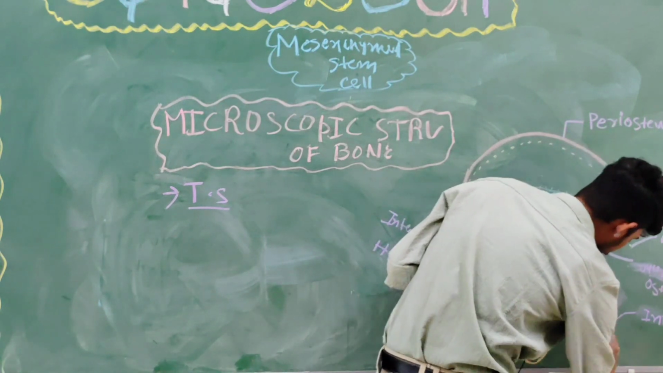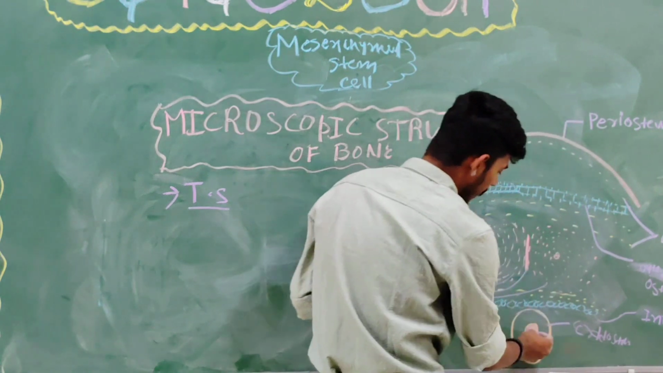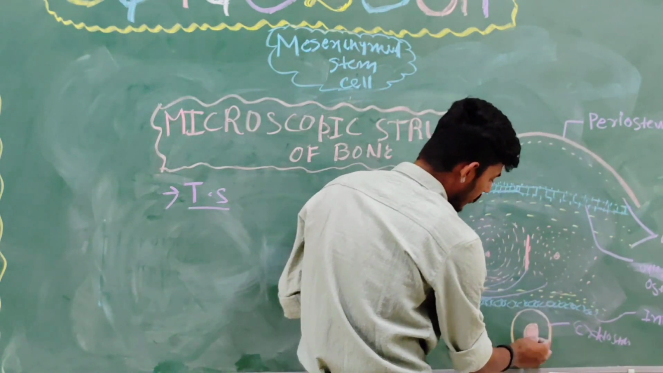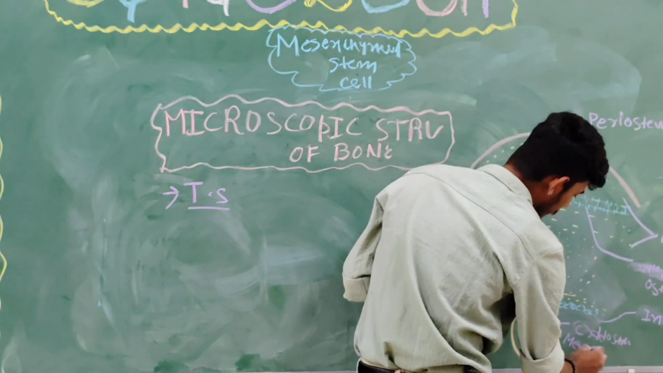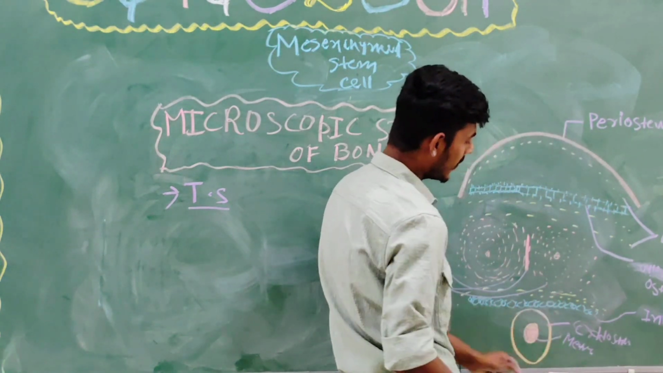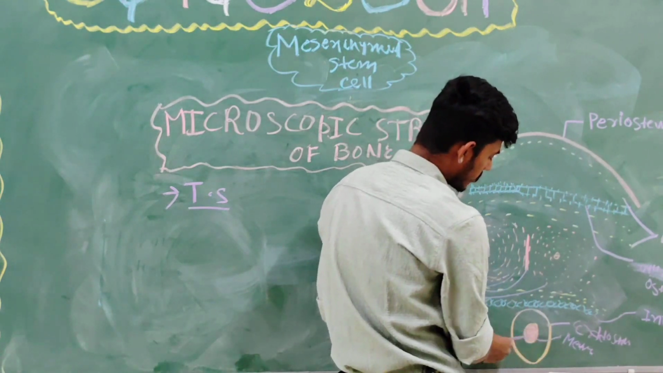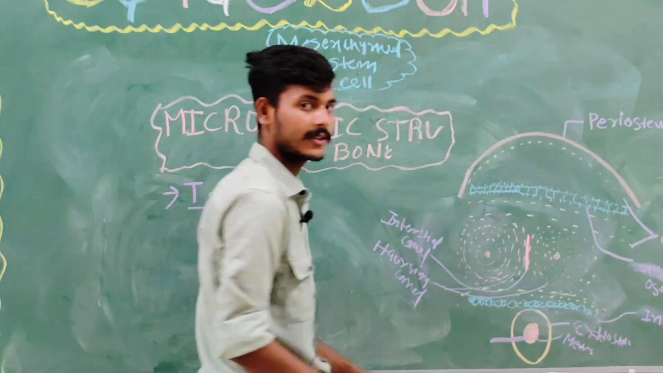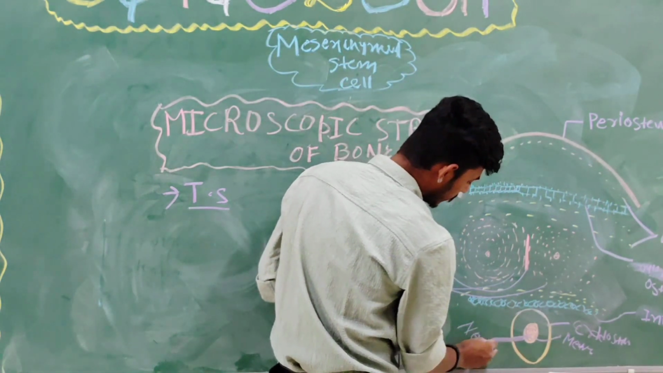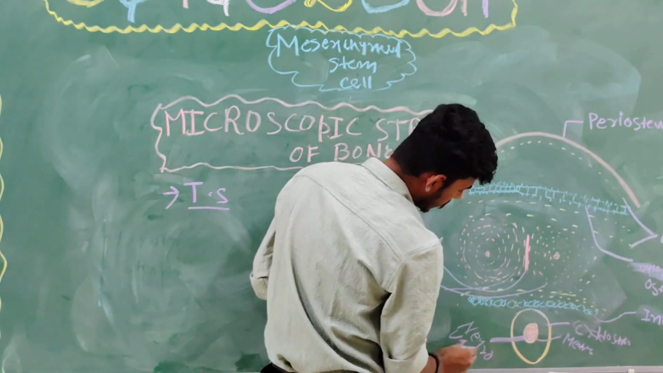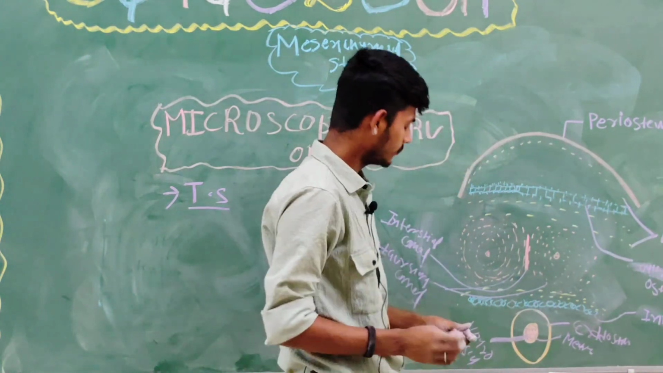Now, this layer, as you are seeing, is your endosteum. Write down, this is the endosteum, okay, and this is the medullary canal. This is your medullary canal, which is basically internally lined by the endosteum, and this is the neurovascular tissue, or we can say the bone marrow.